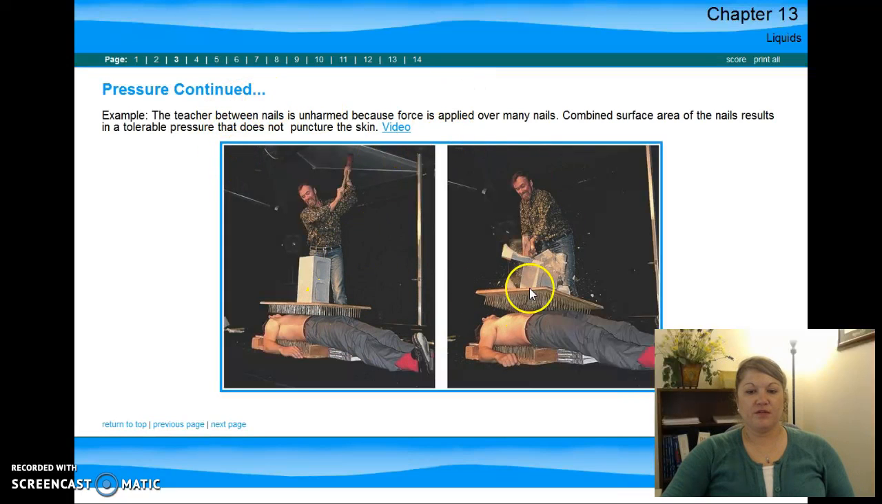There's an example of pressure. It looks painful, but read about it. It's kind of cool.